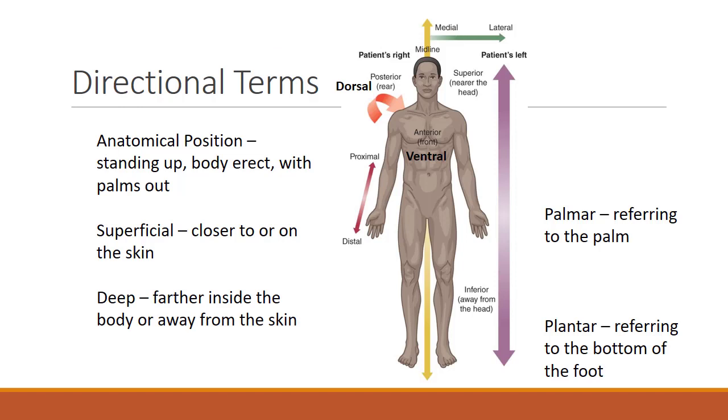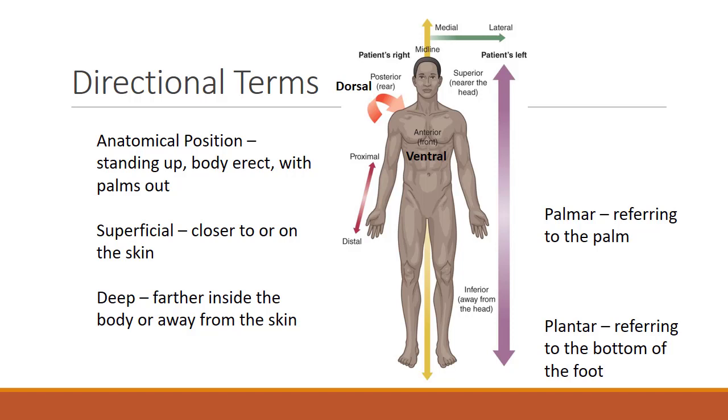So we're going to look at directional terms here. And this is a very busy slide. However, I'll take my time in going through it. The first thing to understand when you're looking at the human body is the anatomical position. The anatomical position is as this figure is standing here. The body is standing up, the body's erect, means standing up straight, with the palms out.